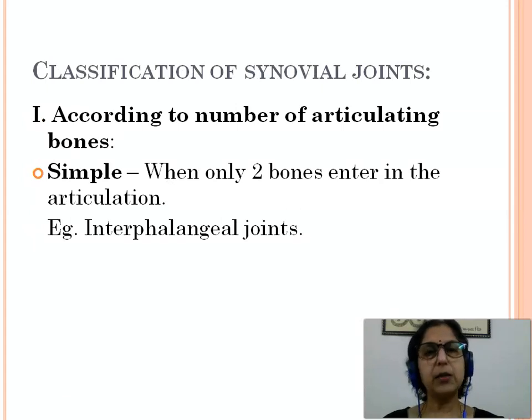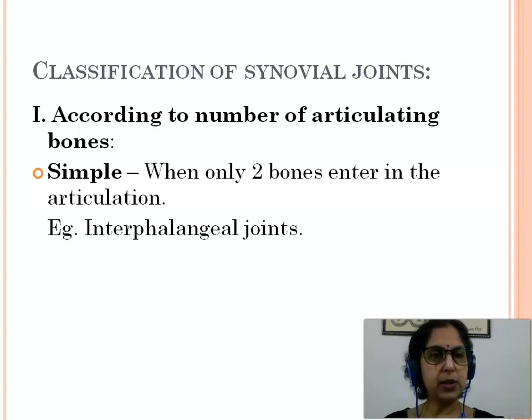Now that we have seen all the characteristic features of the synovial joints, we now move on to study the classification of synovial joints. There are various ways in which the classification of synovial joints can be done. The first way is according to the number of articulating bones. Synovial joints can thus be classified into simple and compound joints.